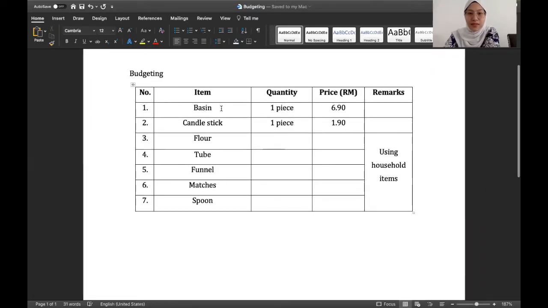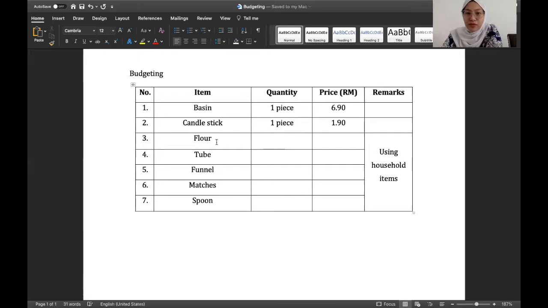Firstly, we have a basin. The basin is used to put the flour when we have dried it. The cost here is six ringgit ninety cents. And then we have a candlestick, one piece for one ringgit ninety cents. Basically only these two items need to be purchased.